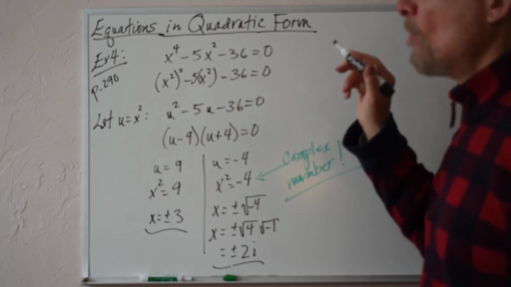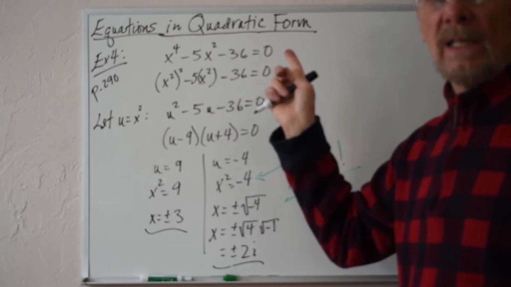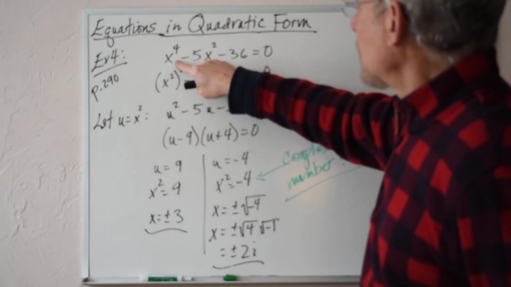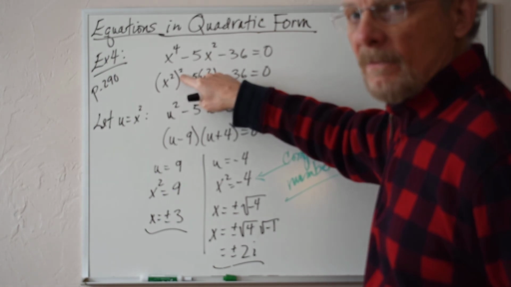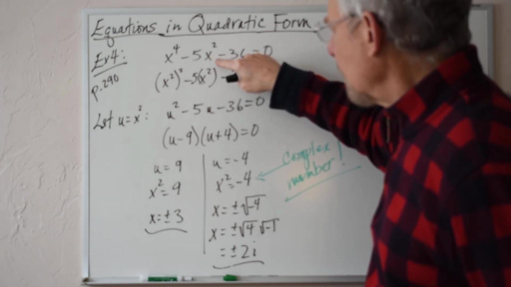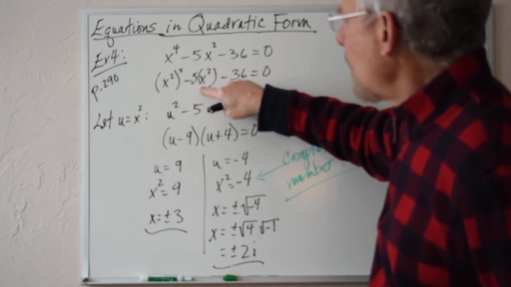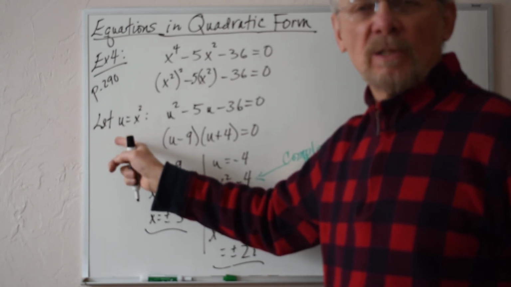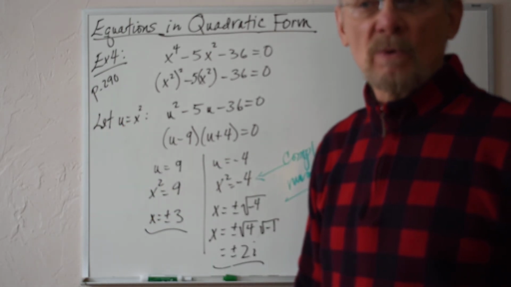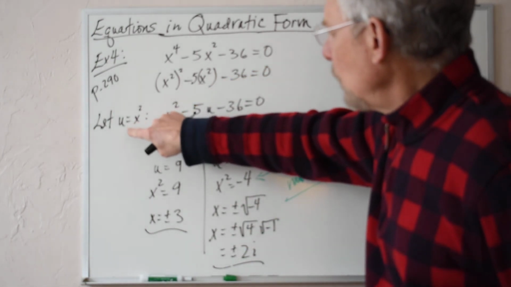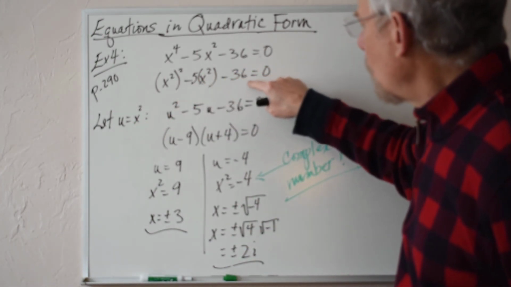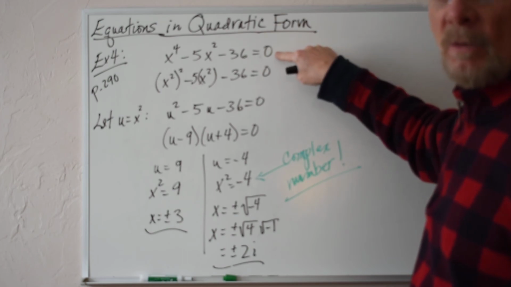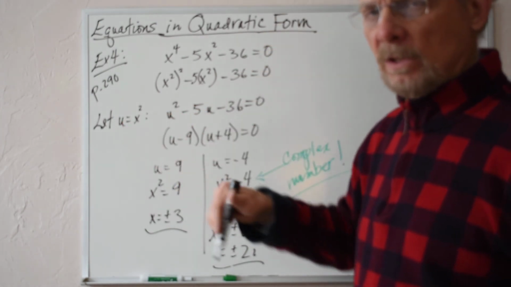True. So maybe we can think of this in such a way that it's something we do know how to solve. Notice that x to the 4th is the same as x squared squared. And x squared appears here. There it is in parentheses. So, suppose I just give x squared a simpler name. Suppose I just call it u temporarily. I let u equal x squared, so I can rewrite this equation as u squared minus 5u minus 36 equals 0. It's the same equation up there, but I've just used a different symbol, is all.